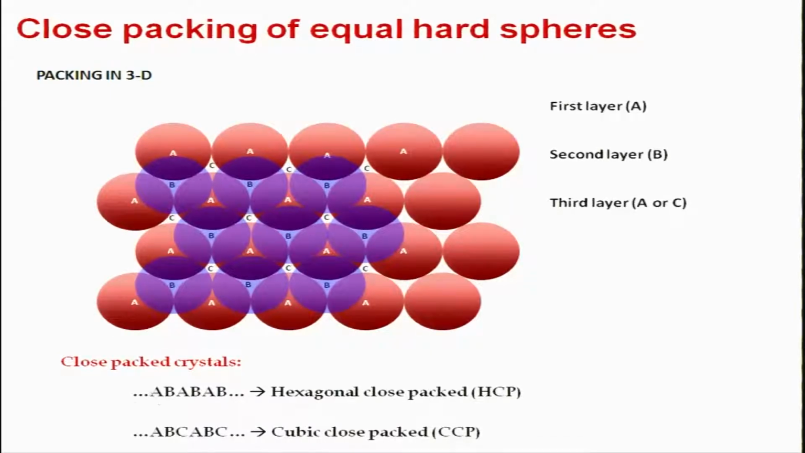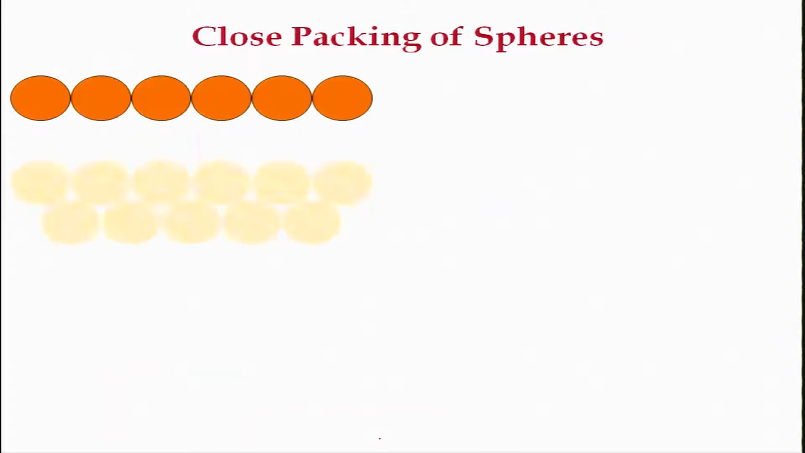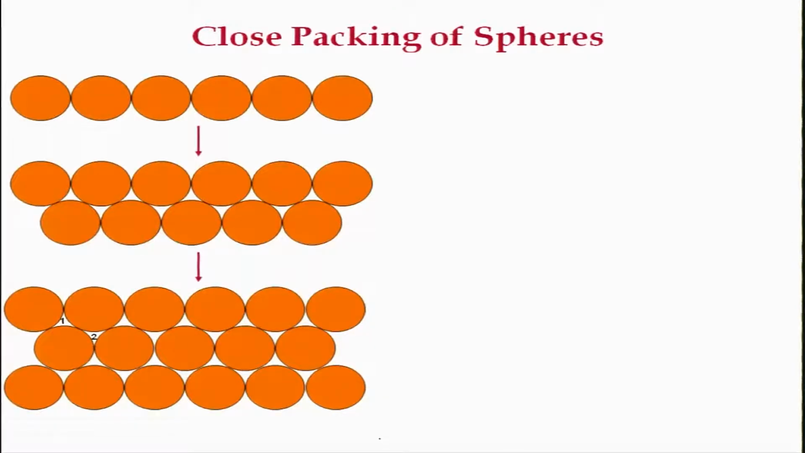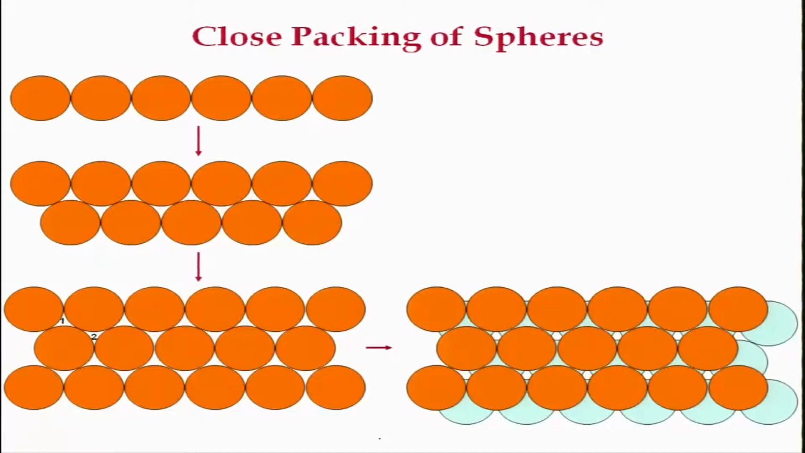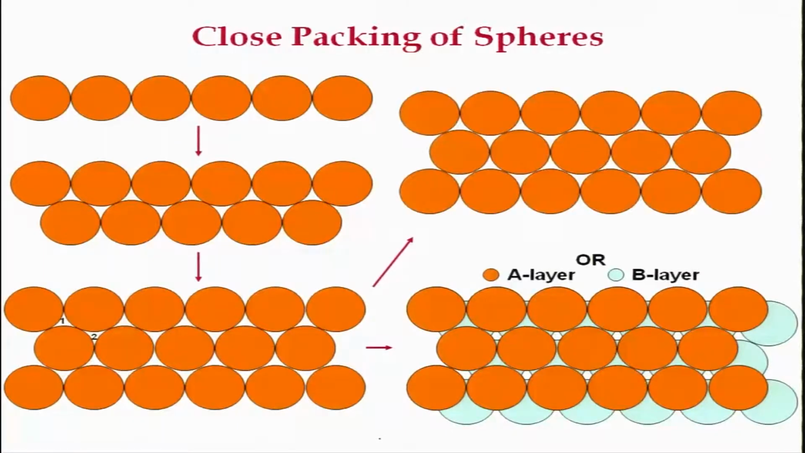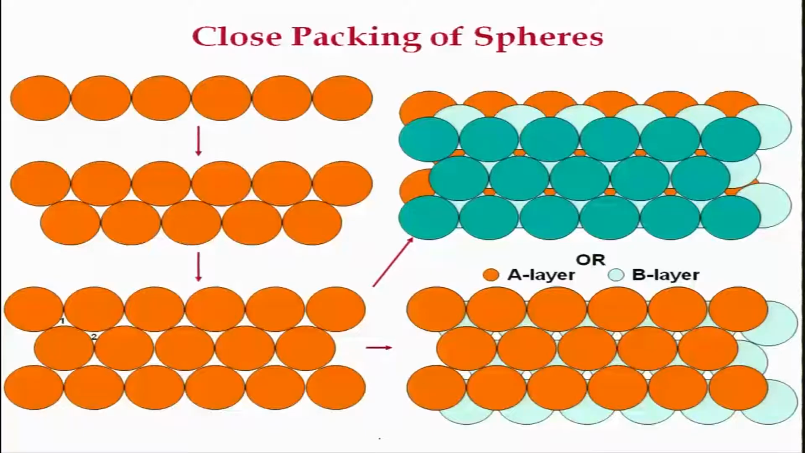If it is AB, AB, AB, then what it makes is a hexagonal close packed structure, and if it is ABC, ABC, ABC, it will make a cubic close packed structure, which turns out to be a face centered cubic lattice. This is how you will have packing: first row, second row, third row, then you put another layer on top, and another layer on top. This is AB, and this is ABC, ABC kind of packing.